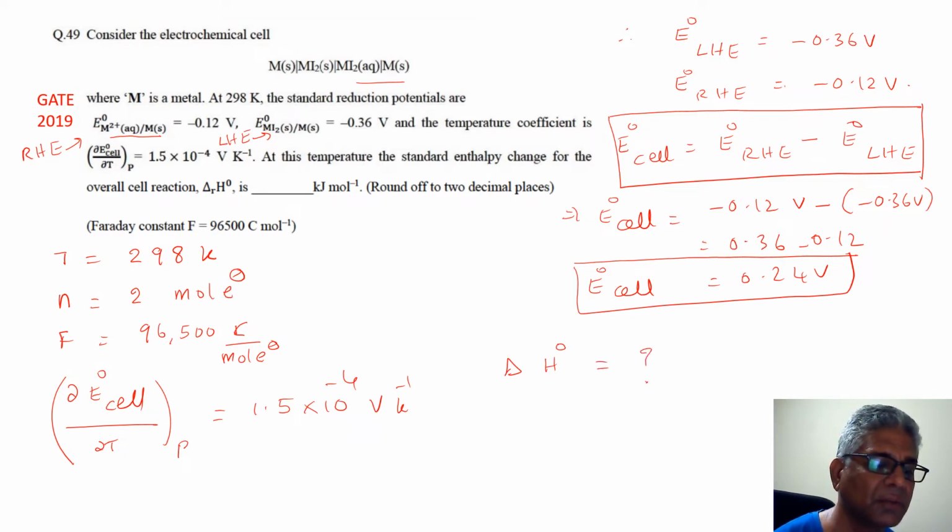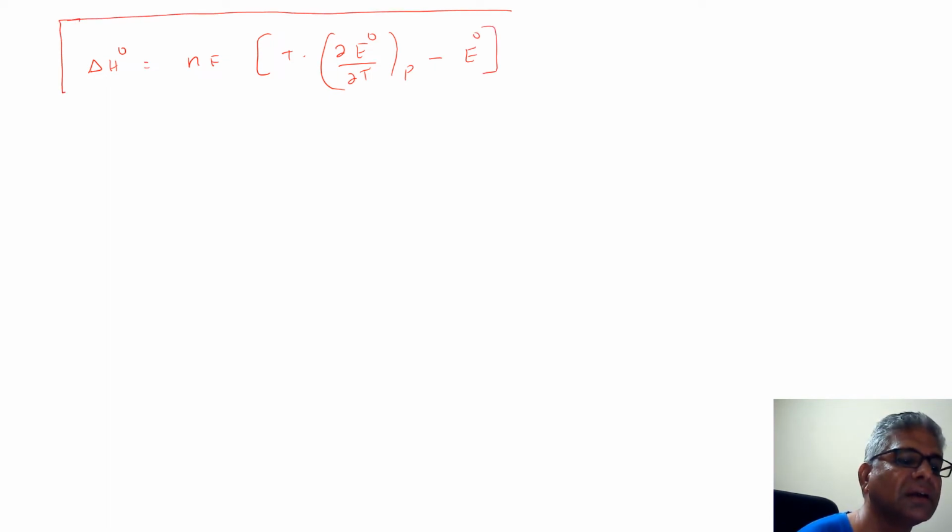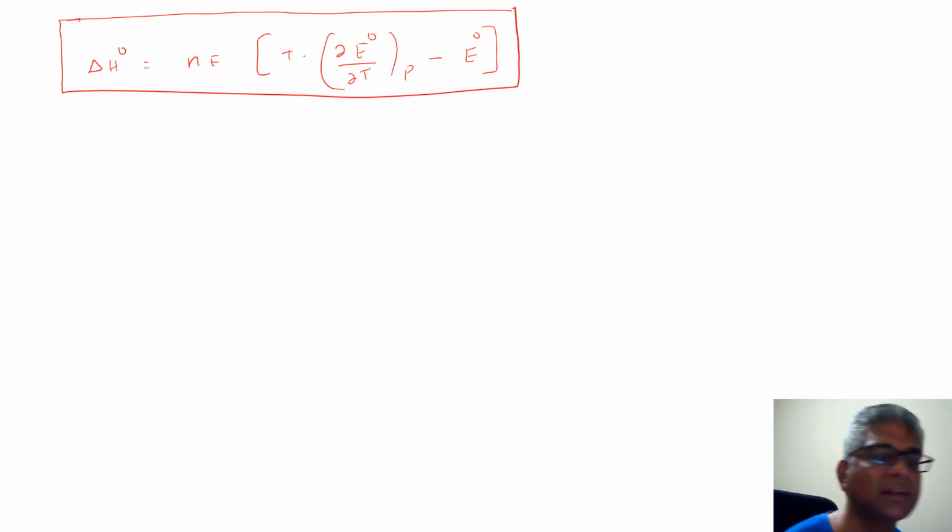Okay, now the formula for delta H0 is equal to nF into T times dou E0 by dou T at constant pressure, minus E0 of the cell. So this is the formula for the calculation of the enthalpy for the reaction. And of course delta H0 is the standard enthalpy for the reaction.